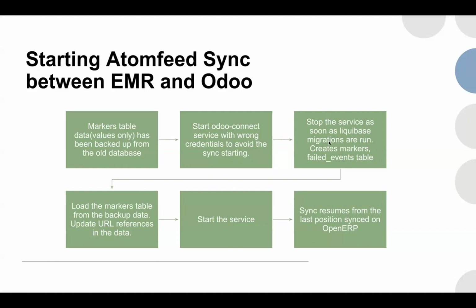As soon as the service was stopped and the Liquibase-based migrations were completed, we loaded the markers table data from the backup that we took. All the marker table entries like the feed entry, last read feed URI, and feed URL were imported, and then we started the service. So the sync resumed from the last position which is synced on OpenERP. Any new quotations or encounters that are made got created as quotations in the new system directly.